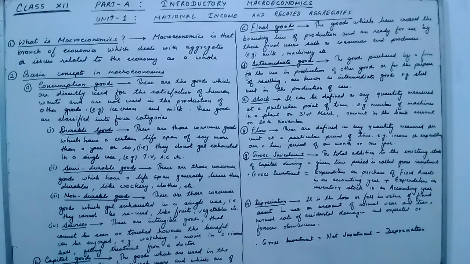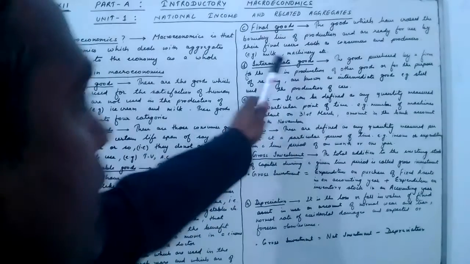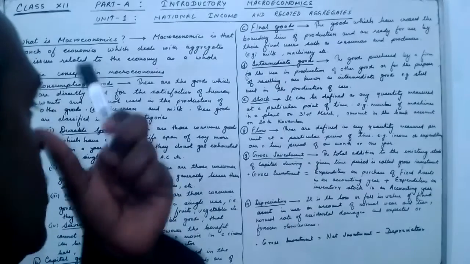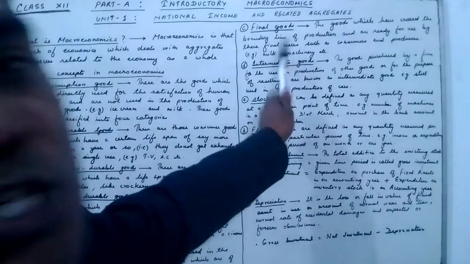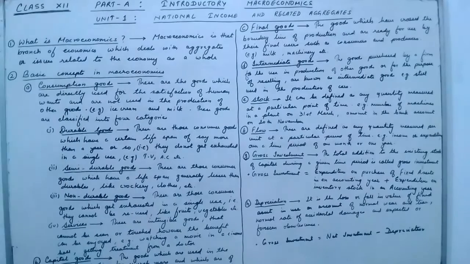So all those goods which have crossed the boundary line of production and are ready for use by their final users are basically called final goods. They are consumed or finally used by the consumer and also by the producer. For the consumer, very good examples are milk and ice cream. For the producer, buildings and machinery are good examples of final goods.